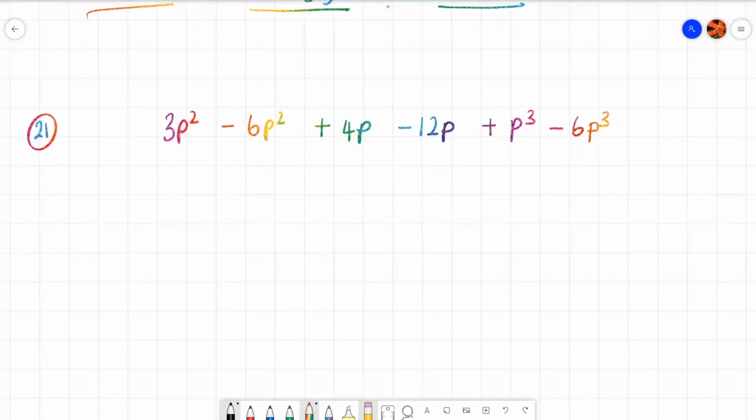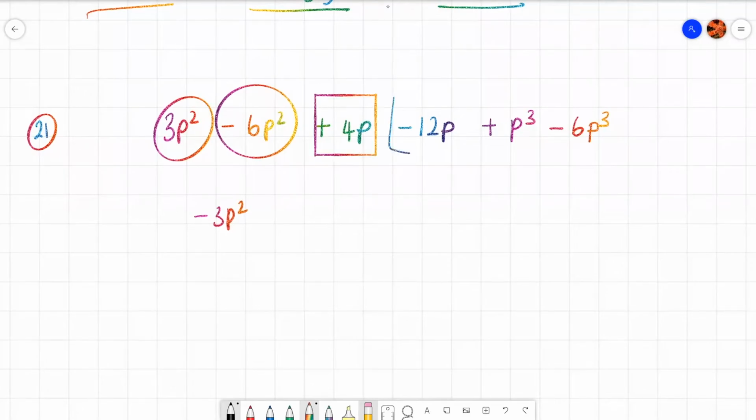Let's collect the things that are exactly the same. We've got 3p squared minus 6p squared. They're exactly the same because they are p squared. So 3 subtract 6 is minus 3p squared. I can add the p's together. 4p minus 12p, which is minus 8p. And then I can collect the p cubes together.